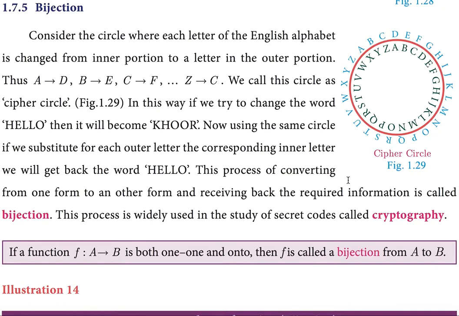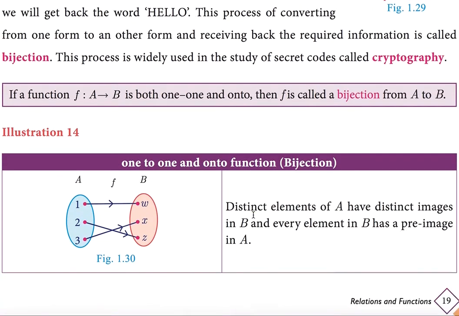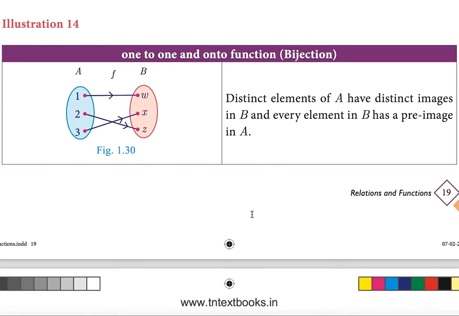This one is an example of bijection. 1 to 1 and onto. So this is 1 to 1. This is onto also. Distinct elements of A have distinct images in B, and every element in B has a pre-image in A.